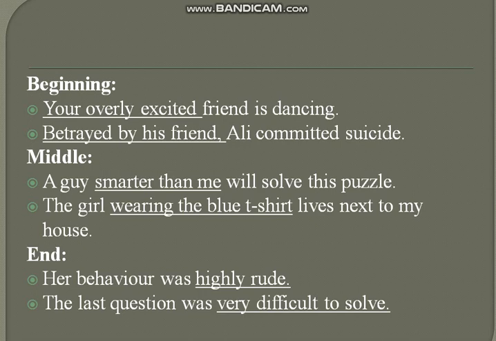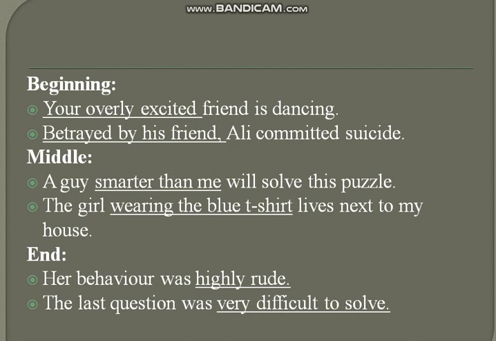Okay, then you can see in a sentence, when we use these adjective phrases, they can come in the beginning, in the middle, or at the end of the sentence. Look at the first example: your overly excited friend is dancing. Here you can see overly excited is an adjective phrase because it is modifying the friend. Which friend? Your overly excited friend. So here it is at the start of the sentence.